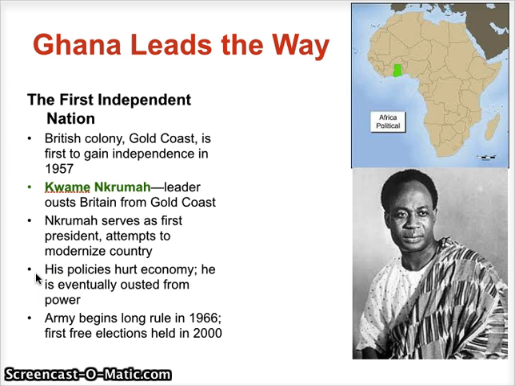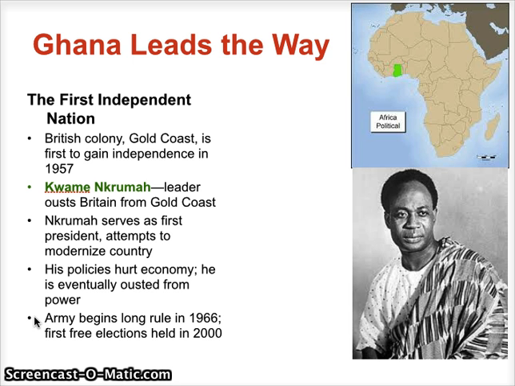So what eventually happens is all these new programs that he's starting about education, industrialization, and improving infrastructure in Ghana, they don't have the money for it. So when he is on a trip to China, he ends up getting kicked out of the government and the police take over. Since then, Ghana has not had a democratic rule.